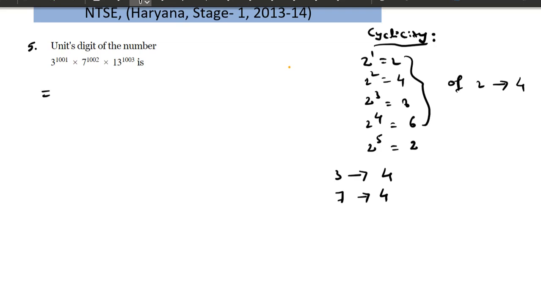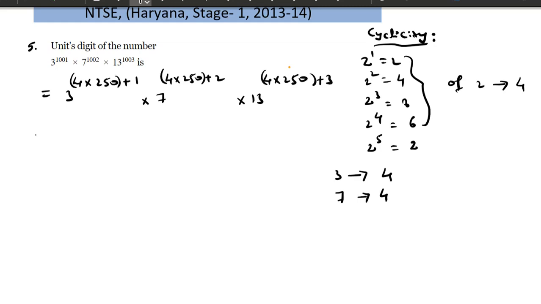So I am converting the exponent of 3 power 1001. This 1001 as a multiple of 4 plus remainder, so I am splitting by using 4. 4 into 250 plus remainder 1, into 7 power 4 into 250 plus 2. I am dividing that exponent by 4 and then separating the remainder. 13 power 4 into 250 plus 3.